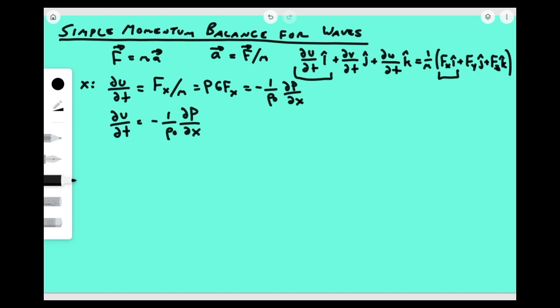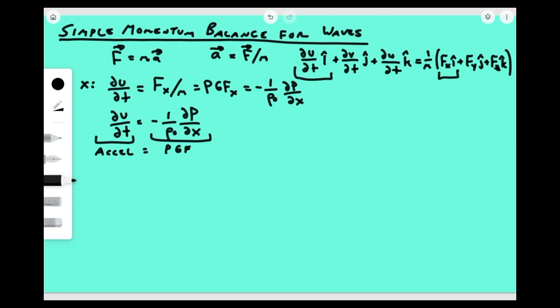The negative sign is there because the pressure gradient force acts to accelerate water from high to low pressure. So if pressure is increasing in the positive x direction, the pressure gradient force is acting to accelerate water in the opposite direction, and that would be a negative acceleration.